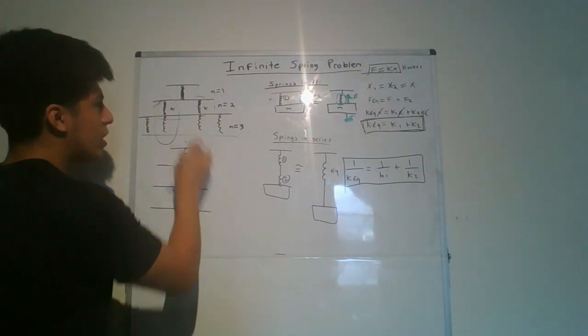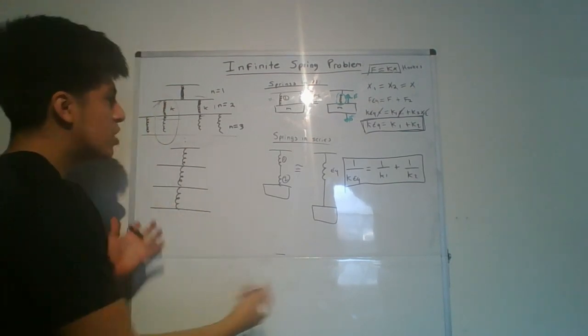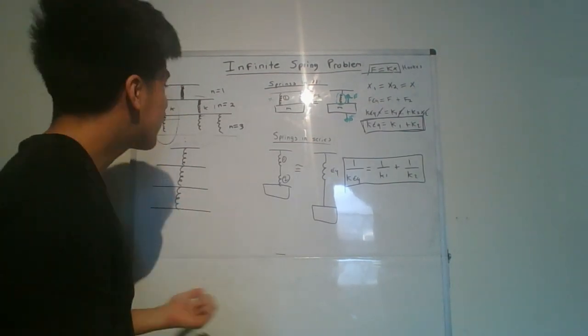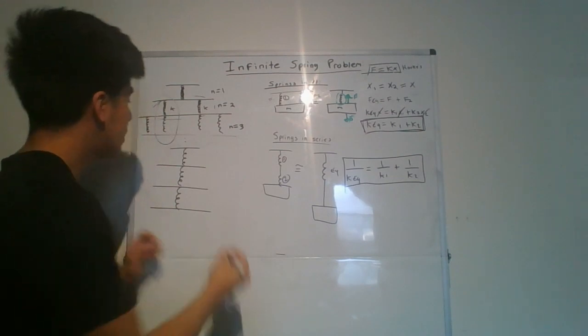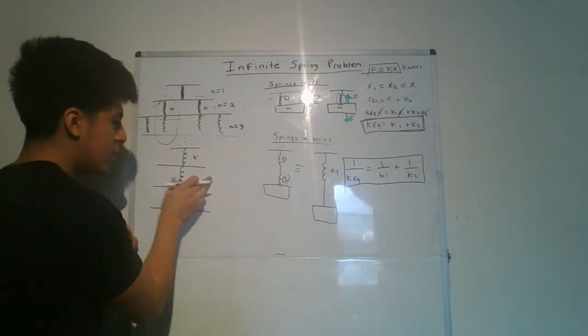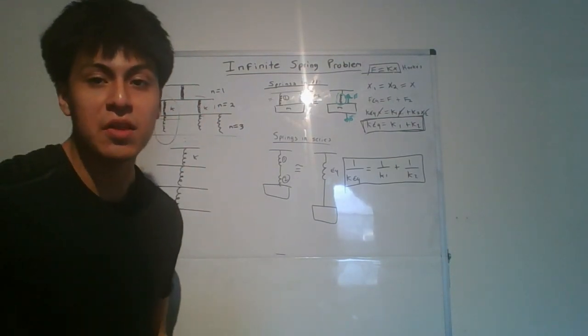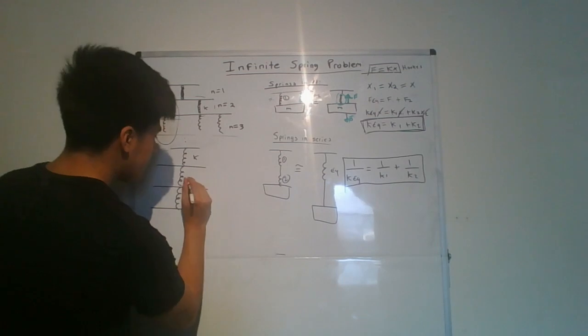Because we know that each of these springs has the same constant, it's just going to be a multiple of the number of springs times k. In this layer we have k because there's one spring. In the second layer we have two springs, so our spring constant will be 2k.